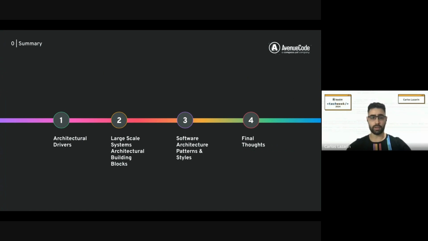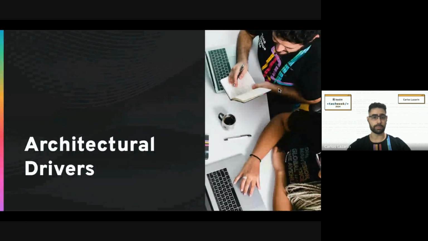I'm going to start with architectural drivers. Then I'm going to jump to large-scale systems architectural building blocks. Then software architectural patterns and styles, and our final thoughts.